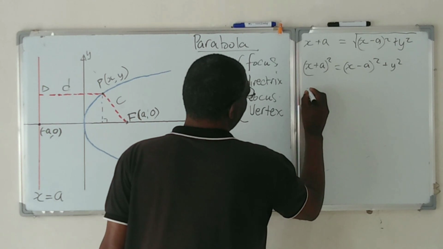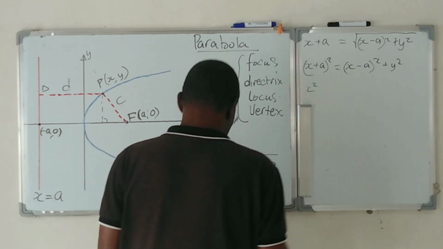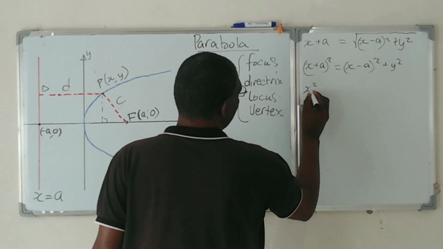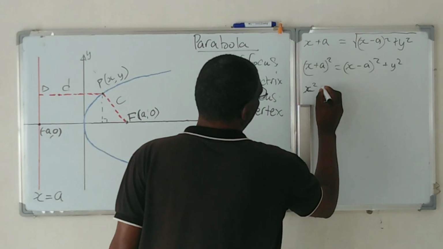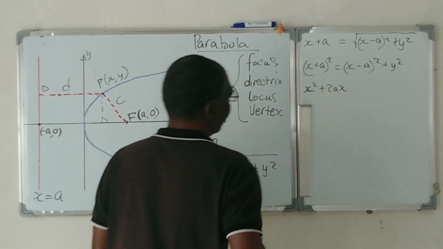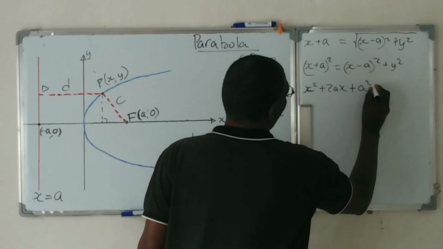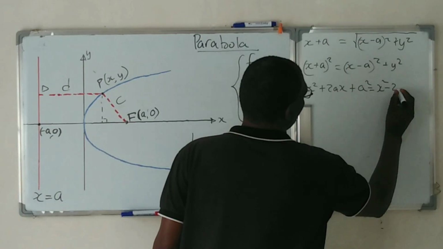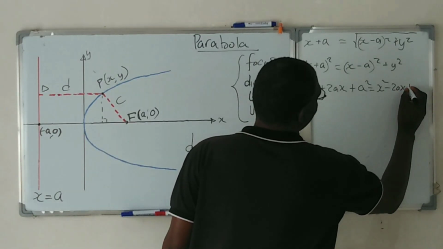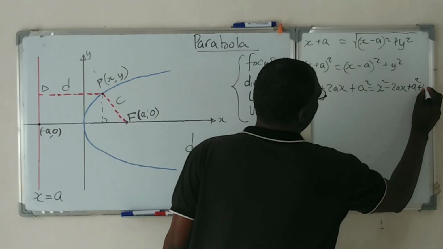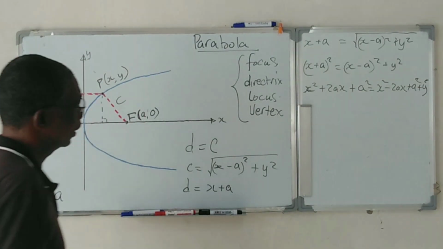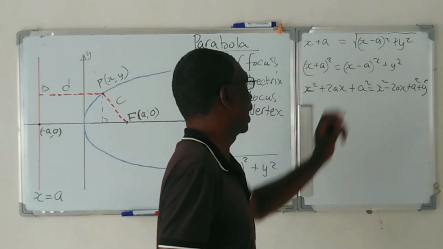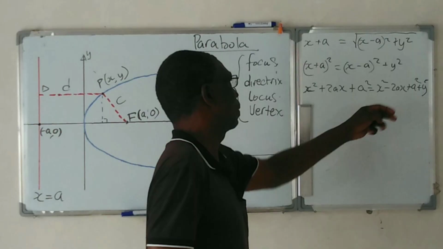The left-hand side becomes x squared plus 2ax plus a squared, is equal to, on the right-hand side, x squared minus 2ax plus a squared plus y squared. I hope you can see my tiny little writing there.